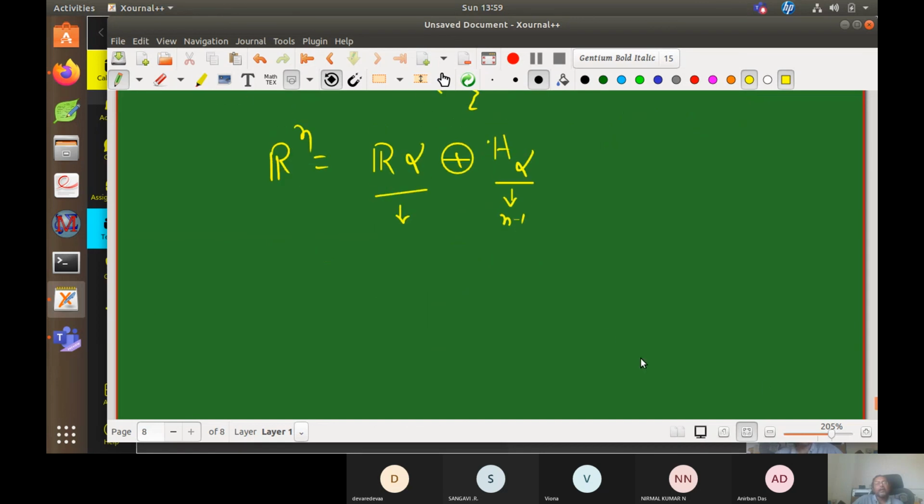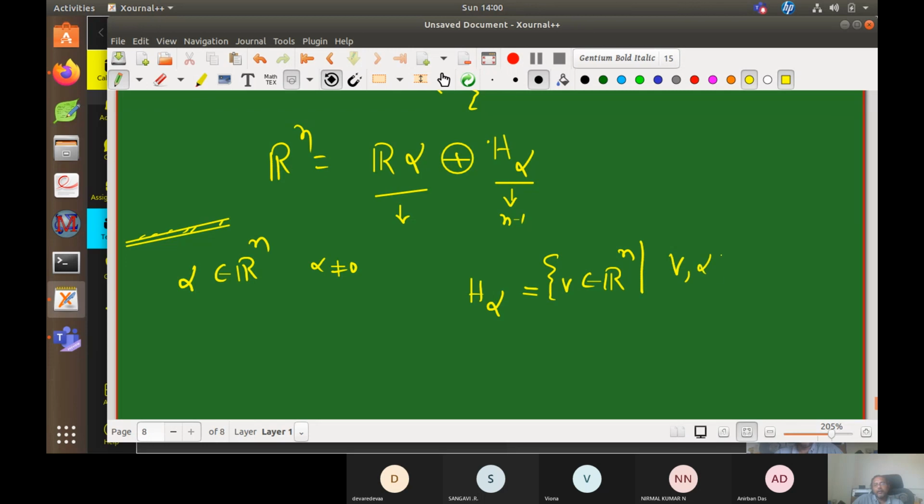Now, this is a particular case, but I want to tell you that if you take alpha belonging to Rn in general, now go beyond this class. Take any alpha belonging to Rn, a non-zero vector. Then I can define H alpha. What is H alpha? Can somebody tell me? All v belonging to Rn such that v dot alpha is equal to 0, right?